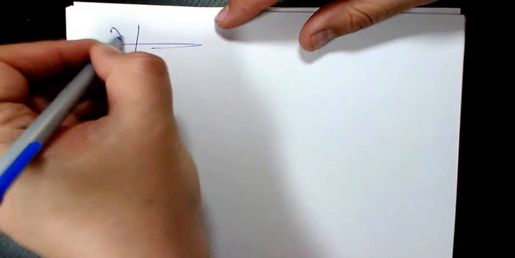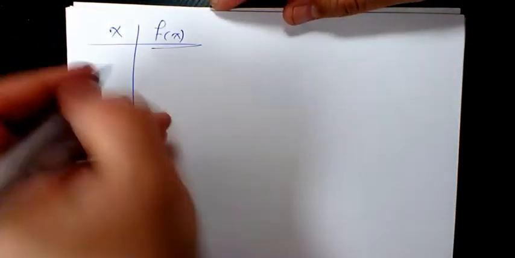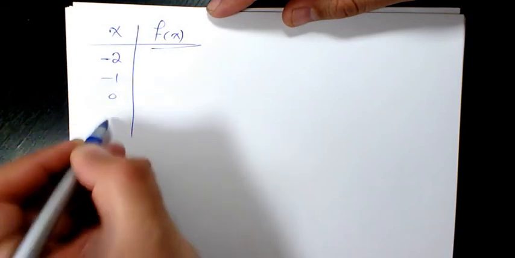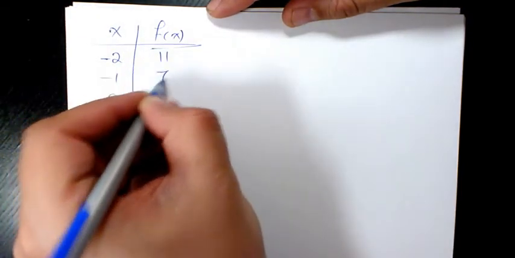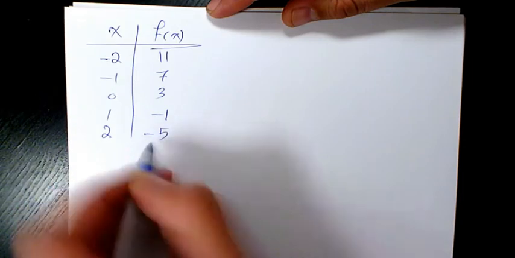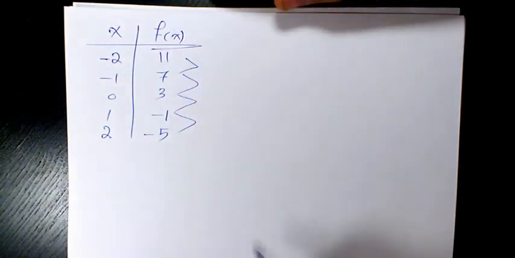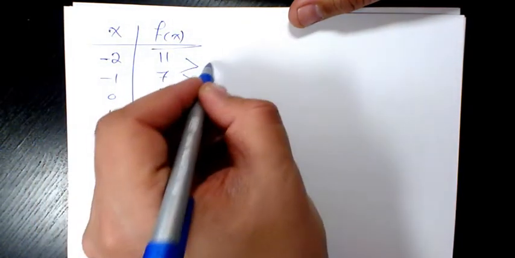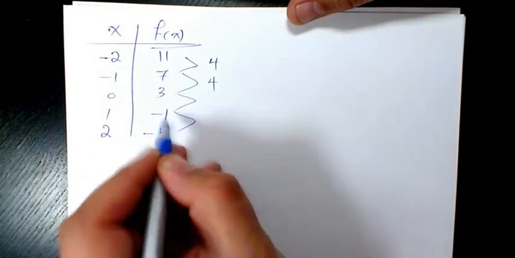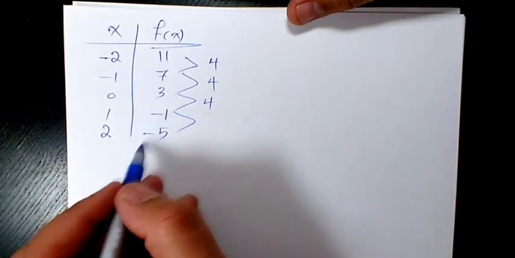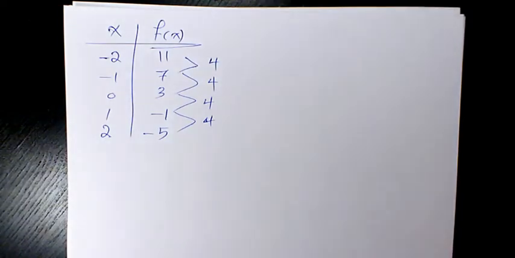Let's take a look at the next example. So next one is x and f of x: negative 2, negative 1, 0, 1, and 2, and 11, 7, 3, negative 1, and negative 5. So we construct the first differences. 11 subtract 7 is 4. 7 minus 3 is 4. 3 minus negative 1 is 4. Negative 1 minus 1 is 4 as well. So these are all equal.